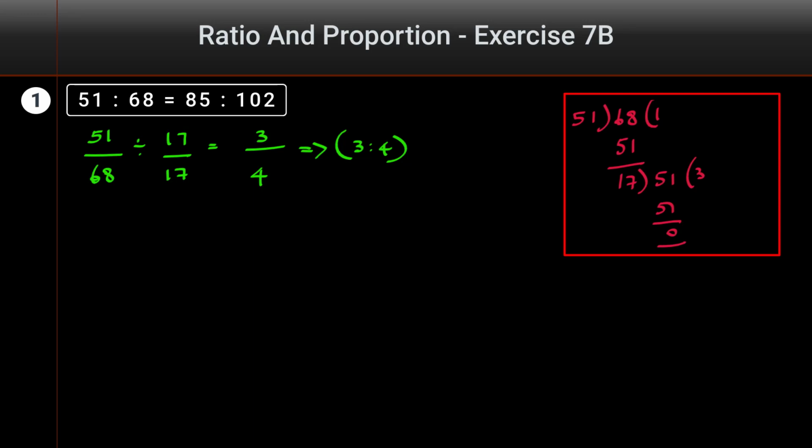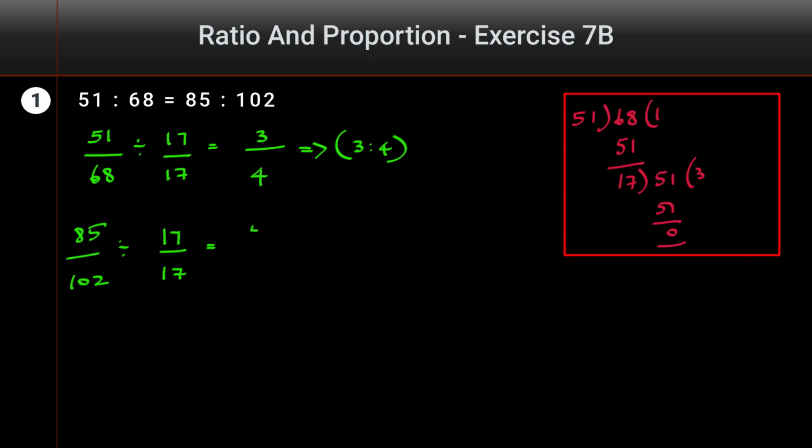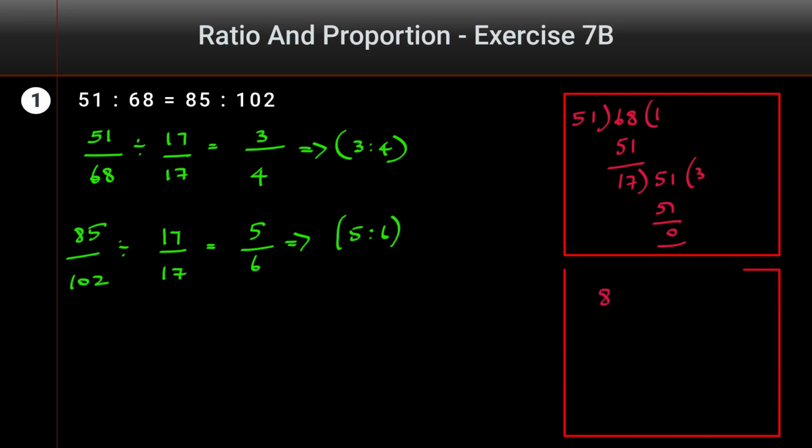Now move on to the right hand side, that is 85 by 102. 17 is a common factor again that divides both the numbers. So 17 times 5 is 85 and 17 times 6 is 102. So 5 is to 6. You can do the calculation in the rough work as well out here.